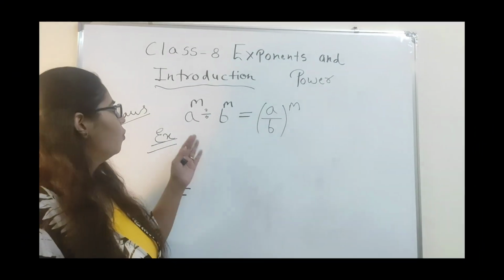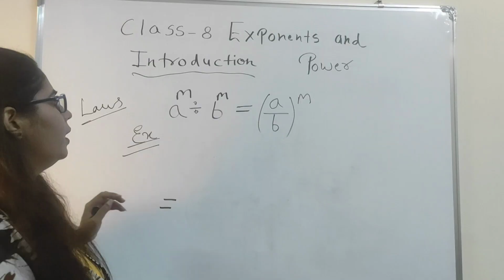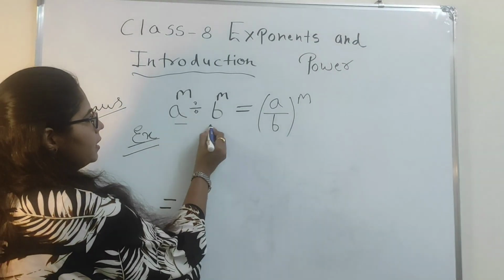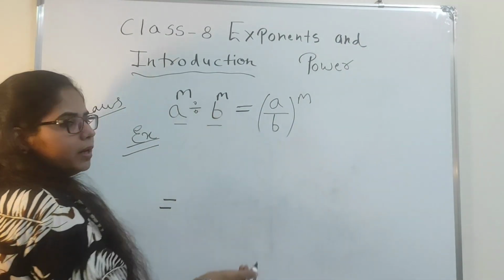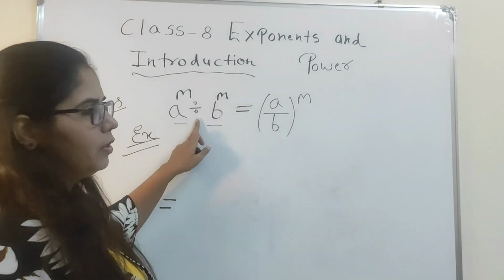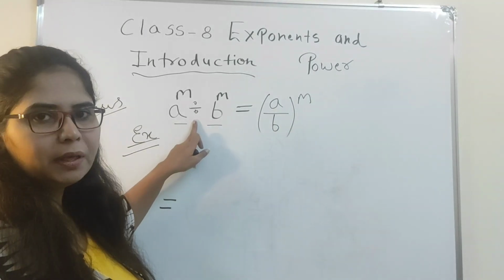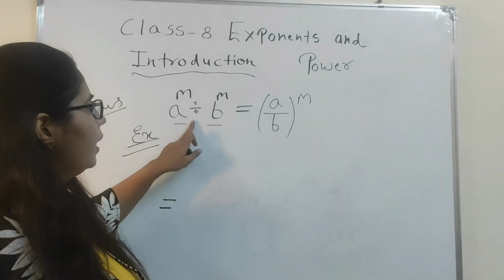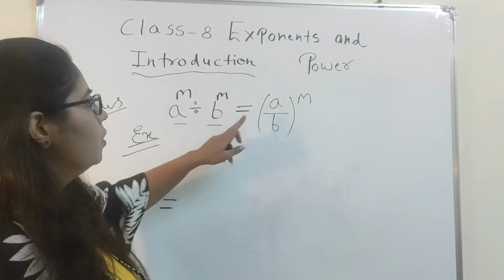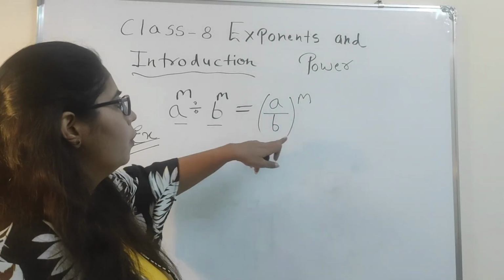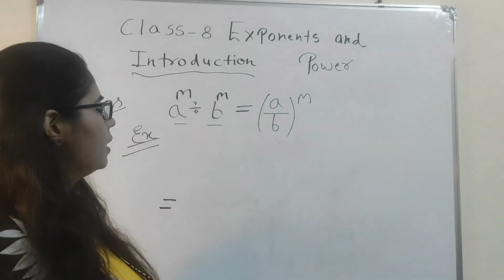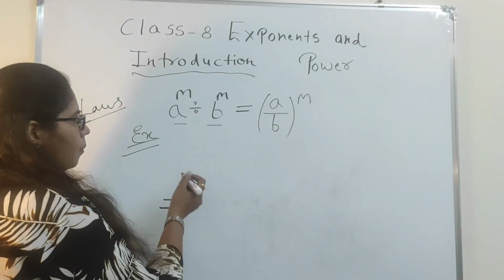Now our fourth law of exponent is when the base is different, the power is same, but here is the division sign. In the third law of exponent, here was the multiplication sign, right? But here is the division sign. So a upon b to the whole power m, because the power is same. So we will see the example.